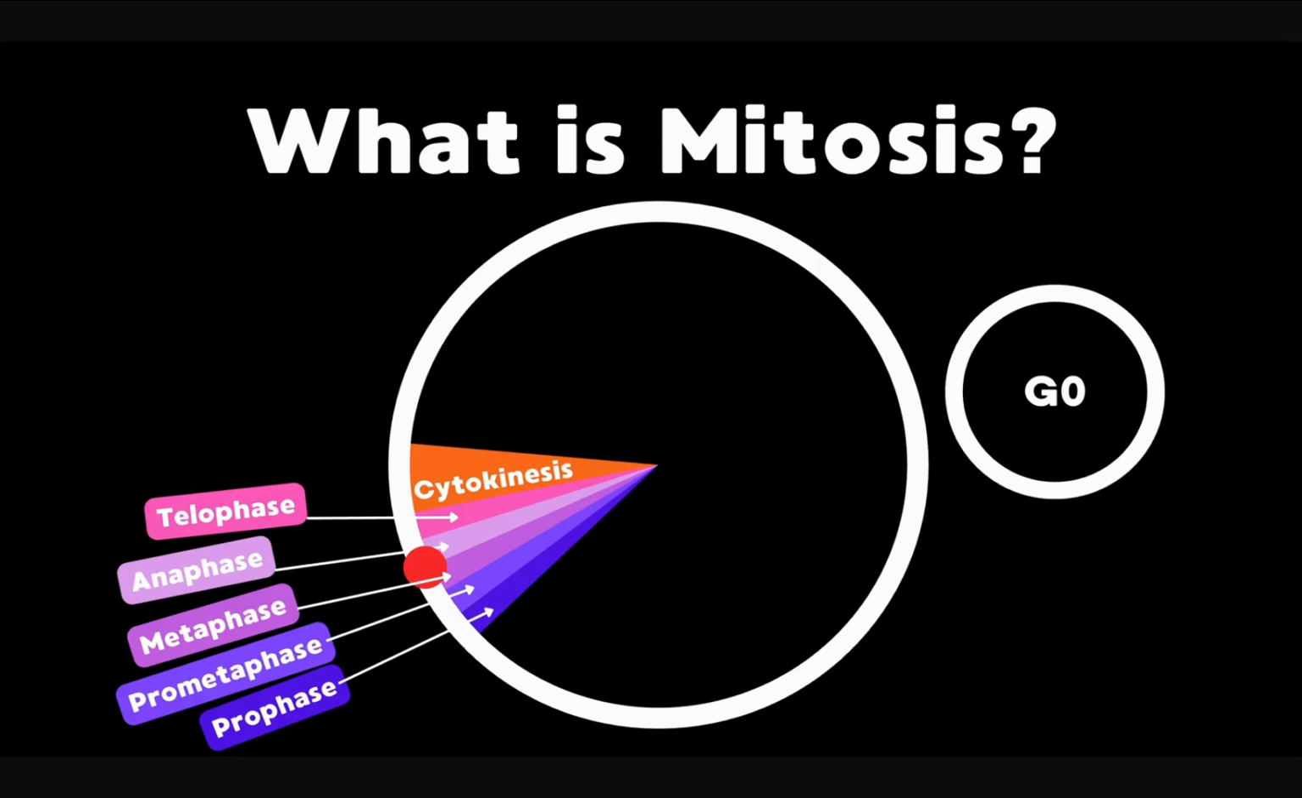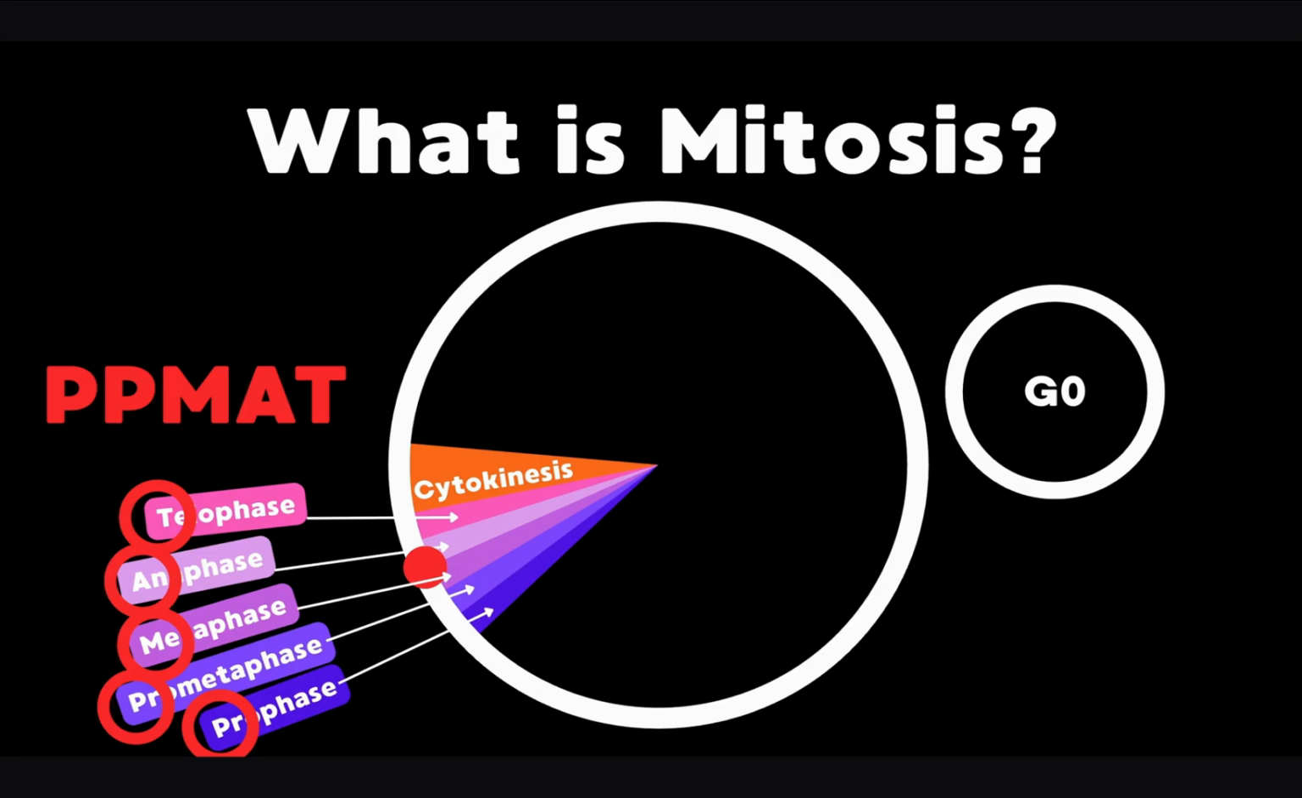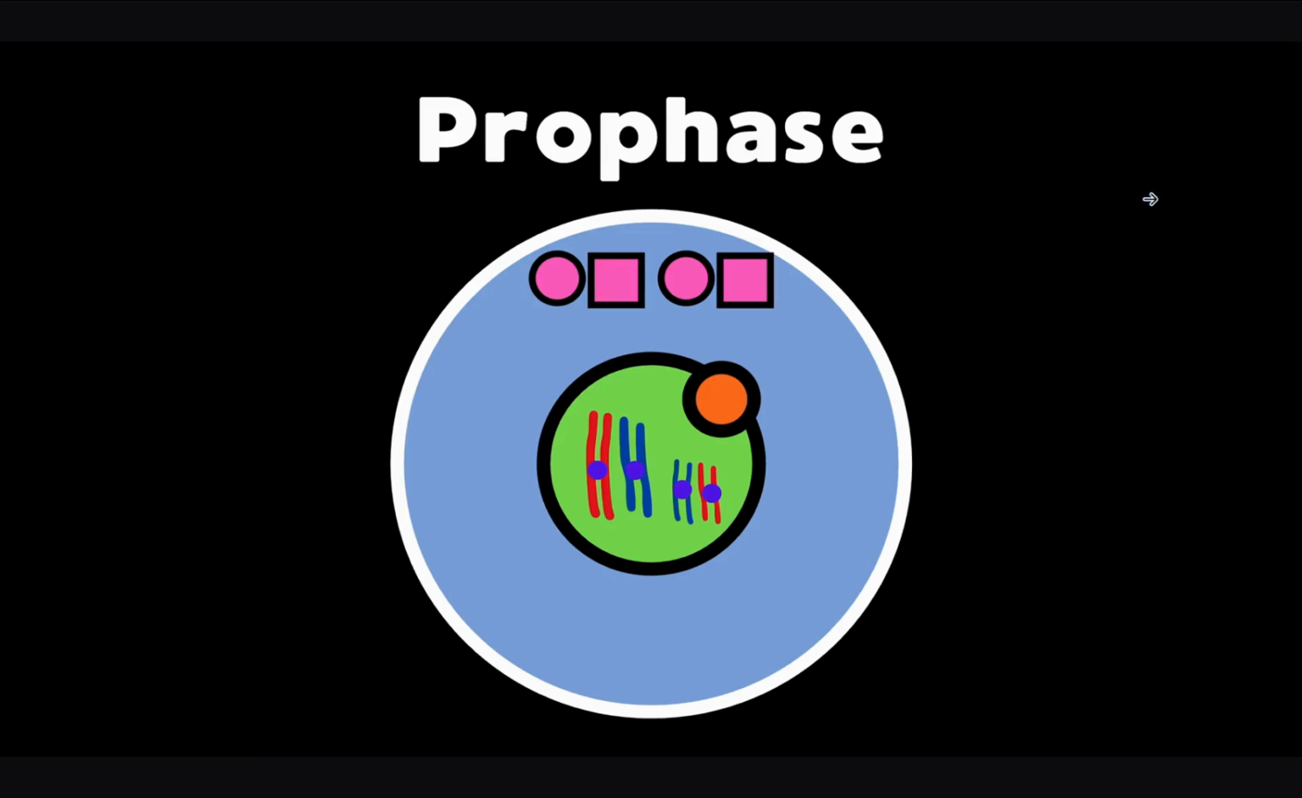So mitosis has several distinct steps, 5 specifically, and those are prophase, prometaphase, metaphase, anaphase, and telophase. You can easily remember this with the acronym PPMAT, with the prophase, prometaphase, metaphase, anaphase, and telophase in that order. So starting off with prophase.